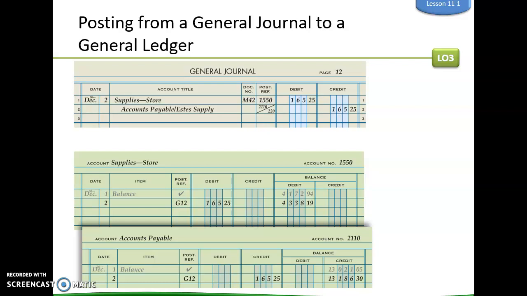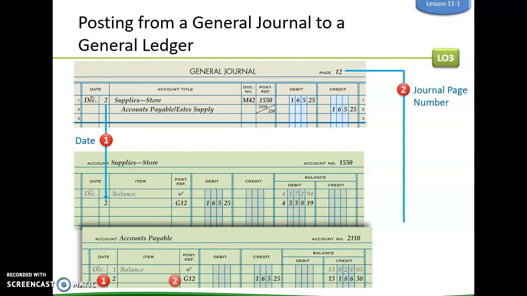So we are going to post a debit to supplies, and we're going to post a credit to accounts payable. In this case, we were buying the supplies, so that's why it's a credit, because it's increasing the amount that we owe. We bought these supplies on account. This is not the purchases, returns, and allowances. This is the actual purchase on account.